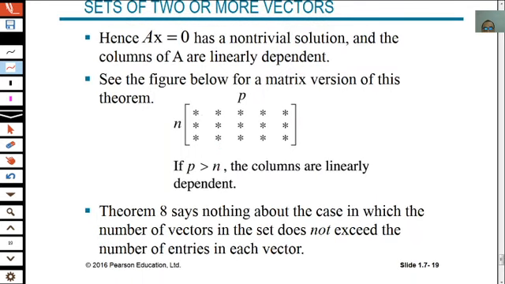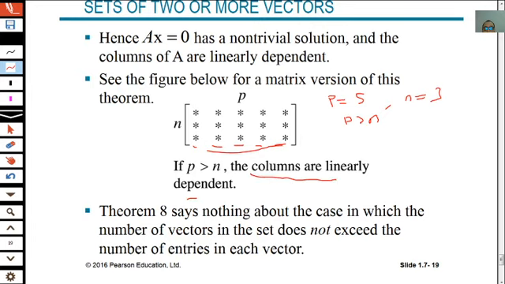So for example, here we have 5 vectors, namely 5 columns. If we consider the columns of the matrix as vectors, so P is equal to 5, and in each vector we have 3 components, therefore n is equal to 3. So P is bigger than n, so we say that the columns of the matrix written here are linearly dependent.